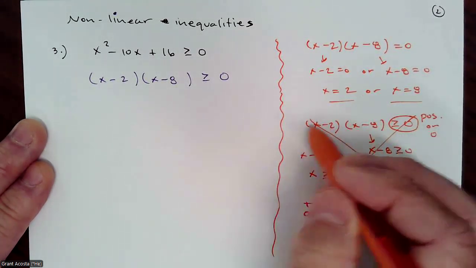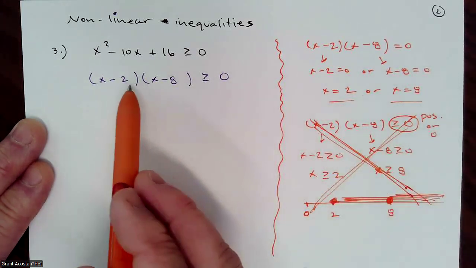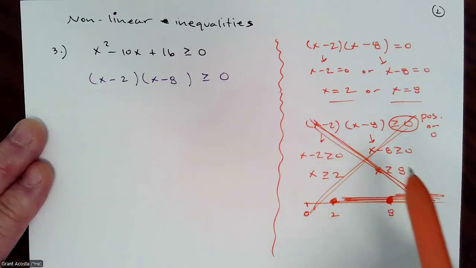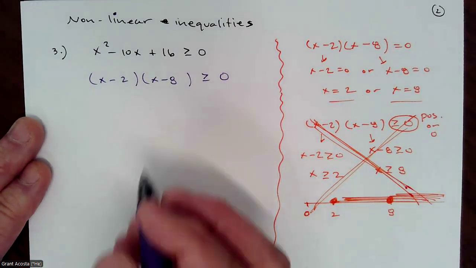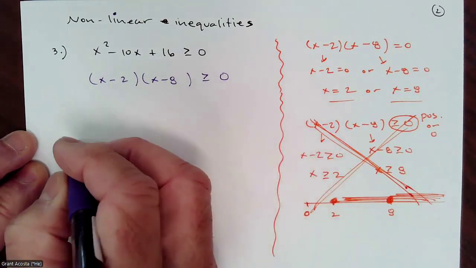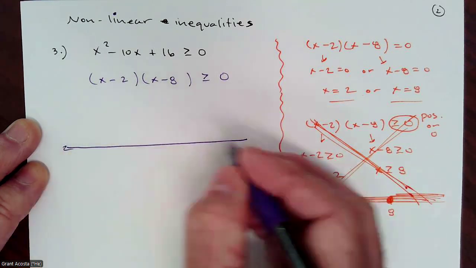So make sure you do not approach the problem this way when you have multiple factors and it's an inequality. I show that because it's a super common mistake and I want you to see why it's wrong. You're going to get the wrong answer. So what do we do instead? Once you get it in factored form and it's an inequality, we're going to use a sign chart.